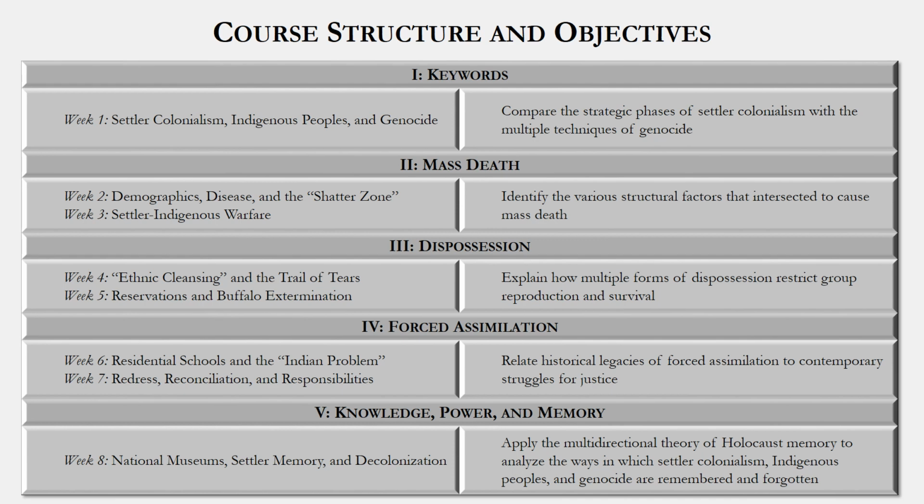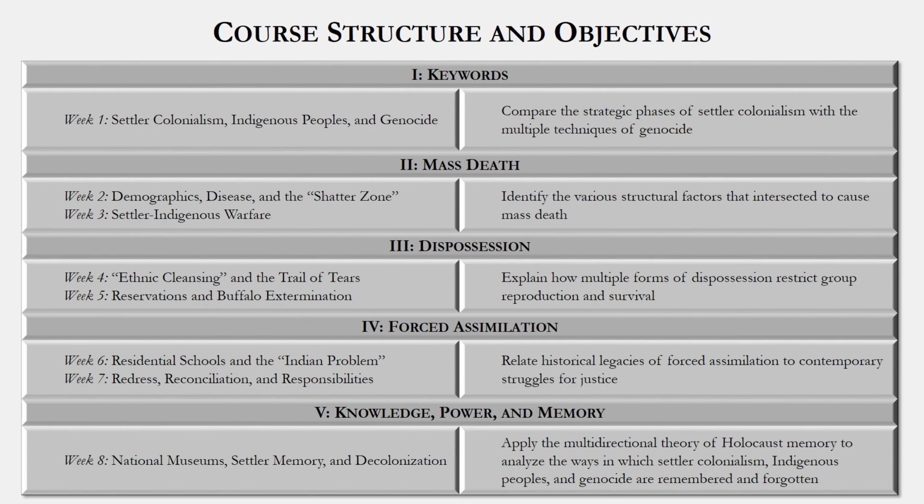For weeks 2 and 3, we'll look at the intersecting factors that have caused the mass death of Native Americans. Weeks 4 and 5 look at how multiple forms of dispossession have restricted indigenous peoples' abilities to reproduce, thereby jeopardizing their survival. Weeks 6 and 7 examine the enduring harms of Indian boarding schools in North America, as well as the politically compromised structures that reproduce colonial injustices today. Finally, Week 8 uses Holocaust memory as a lens through which to examine the memories and silences produced by sites of memory in the US and Canada.